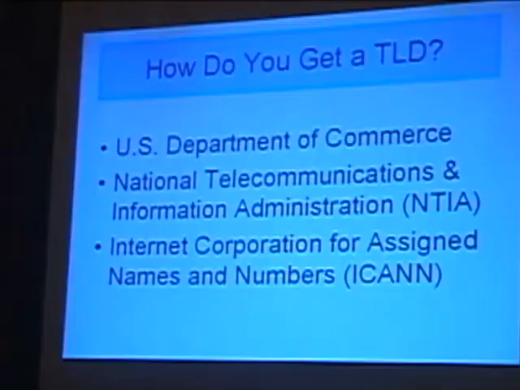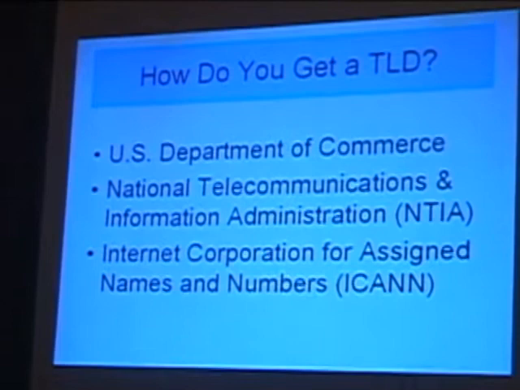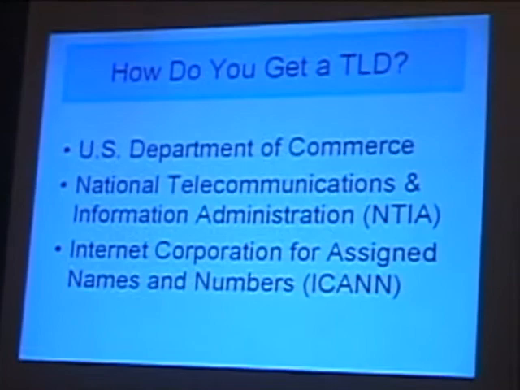So the U.S. Department of Commerce told one of its subdivisions, the NTIA, to find a solution, and they did. They formed, in conjunction with the industry, something called the Internet Corporation for Assigned Names and Numbers, ICANN. ICANN is a California not-for-profit. It was formed in 1998.